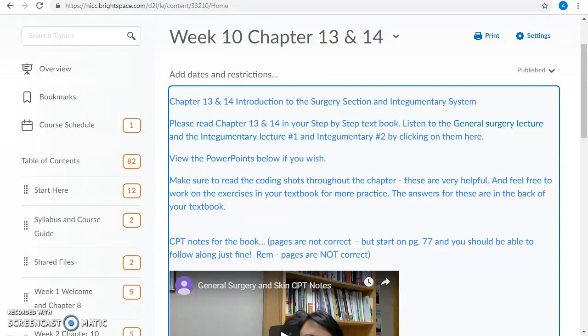So if CPT lumps those anatomical sites together and they're all at the same level, they're all simple or they're all intermediate or they're all complex, you may do that same thing as well. So make sure you read through that. There's a lot under repair in your CPT coding books. Make sure that you pay attention to that.